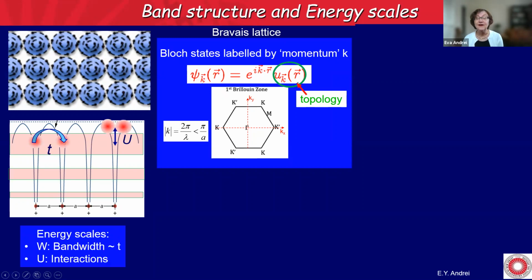And there are two energy scales that are involved here. One is the kinetic energy, which is hopping from one atom to the other. We label it by t, and this is what determines the bandwidth. It's proportional to the bandwidth, the width of the energy of this band. And the other energy scale is the interaction energy, which tells us how much it costs to put two electrons on the same atom. And this is the interaction energy that may give rise to a correlated electronic state.